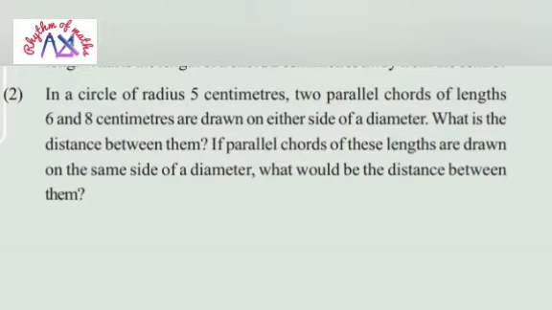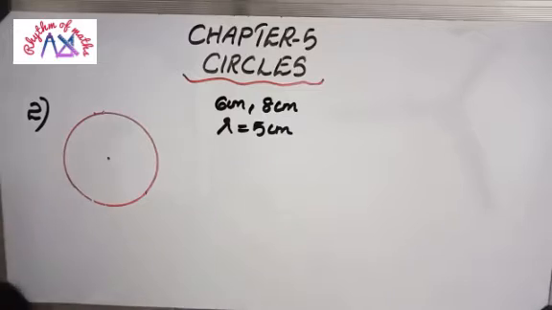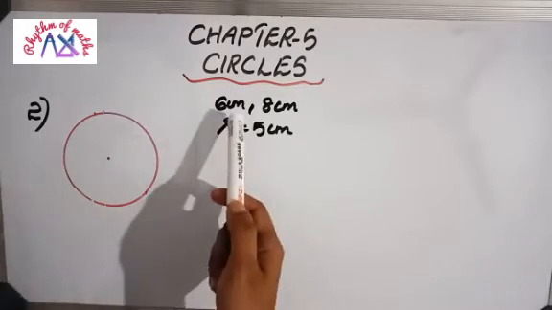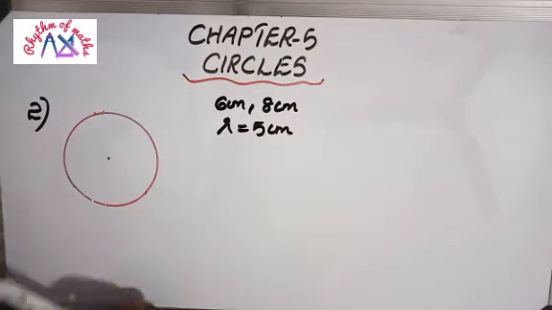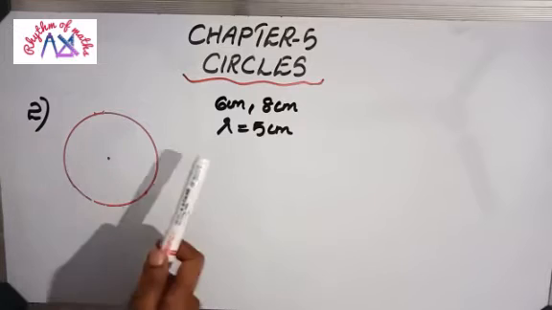Next, question number 2. In a circle of radius 5 centimeter, two parallel chords of length 6 and 8 centimeters are drawn on either side of a diameter. What is the distance between them? If parallel chords of these lengths are drawn on the same side of a diameter, what would be the distance between them? In this question, it is given that two parallel chords of length 6 centimeter and 8 centimeter are drawn on either side of the diameter. That means on both sides.